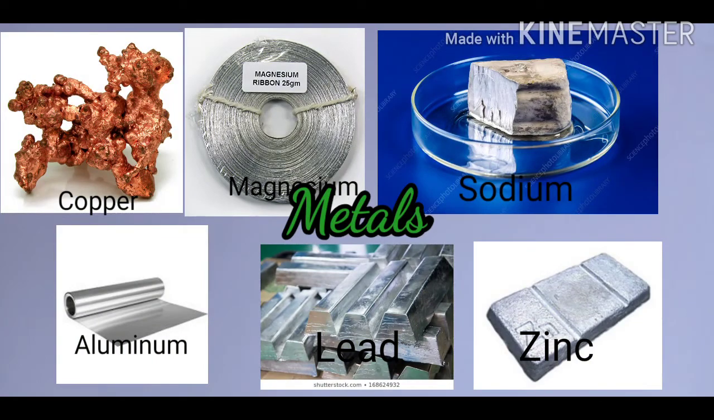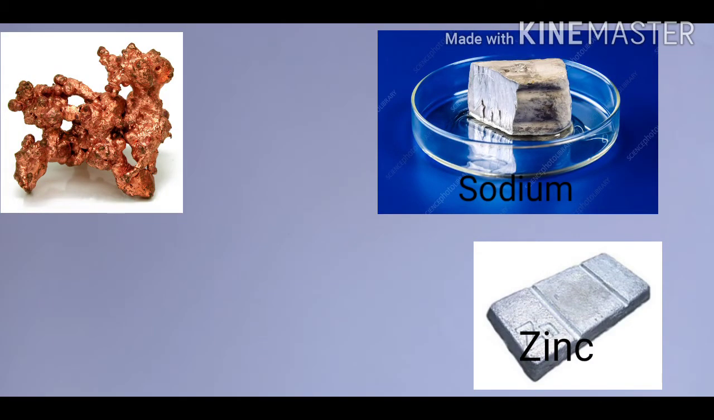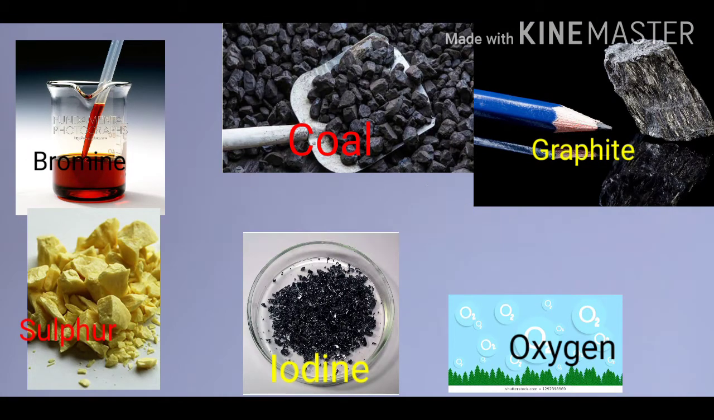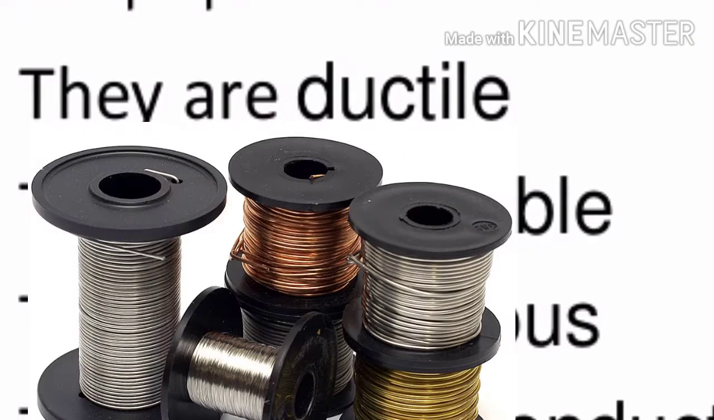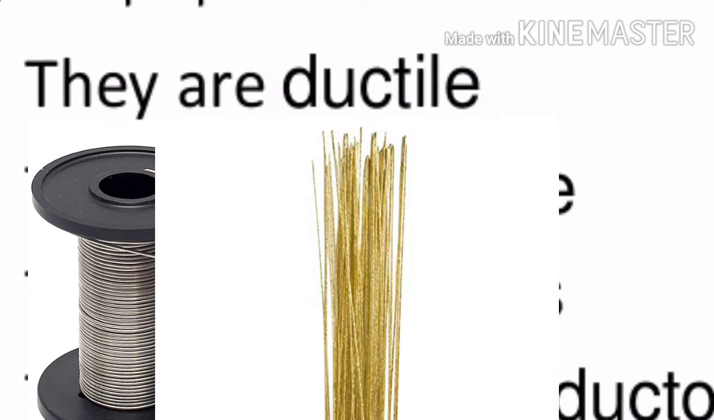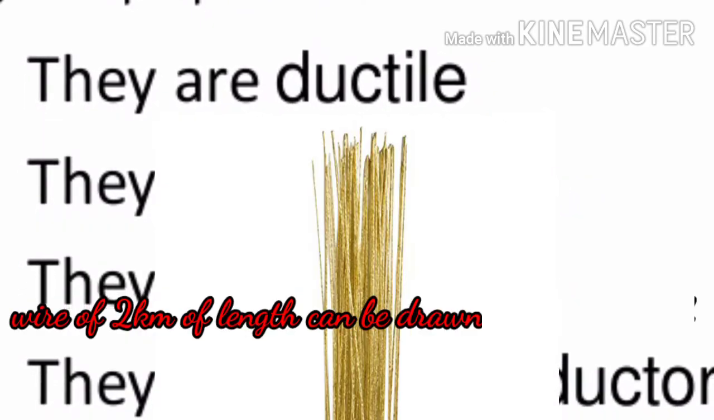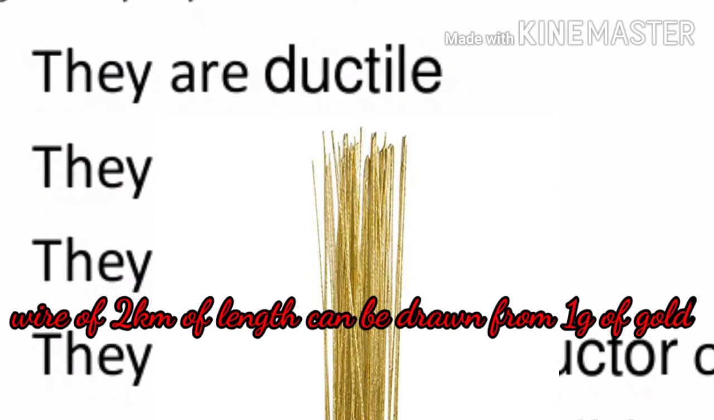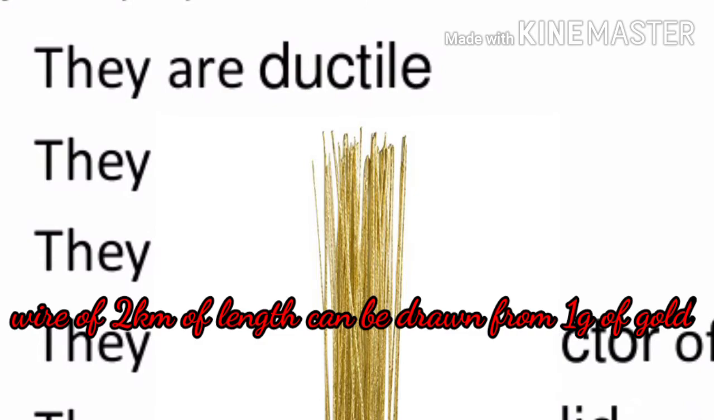The easiest way to start grouping substances is by comparing their physical properties. So let us start studying these properties. Metals can be drawn into wires, hence metals are ductile. And gold is the most ductile metal, as 1 gram of gold can be drawn into wires up to 2 kilometers of length.